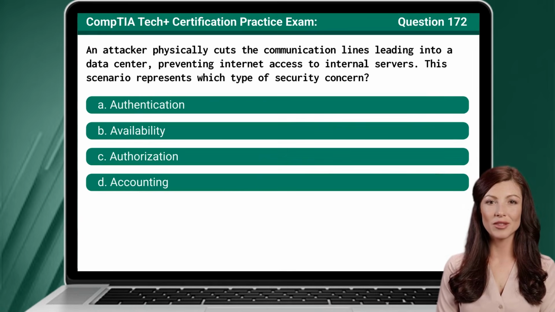Question 172. An attacker physically cuts the communication lines leading into a data center, preventing internet access to internal servers. This scenario represents which type of security concern?